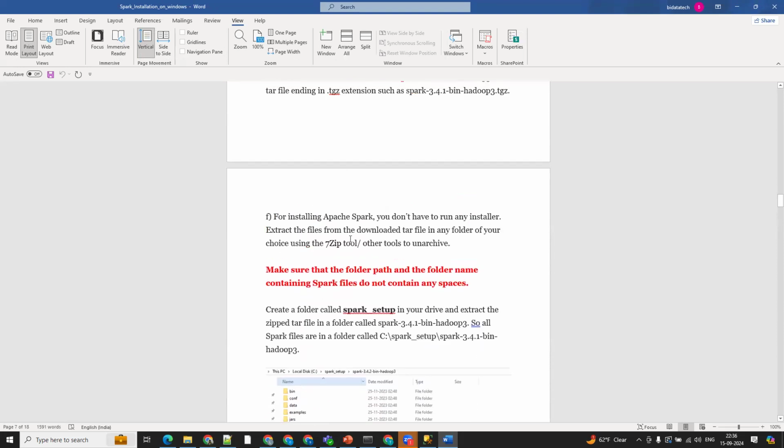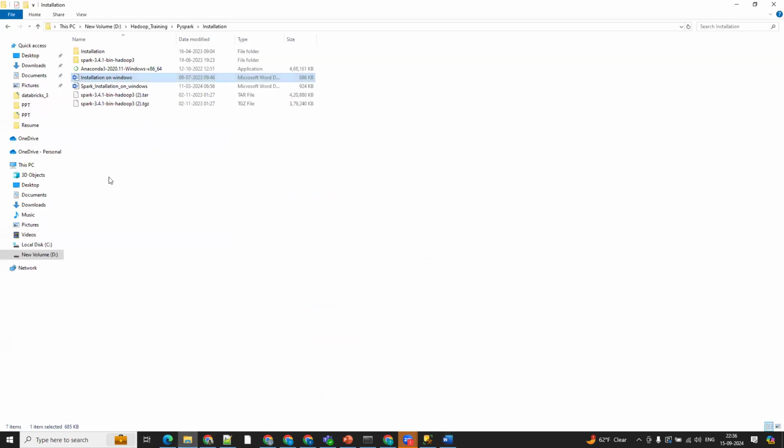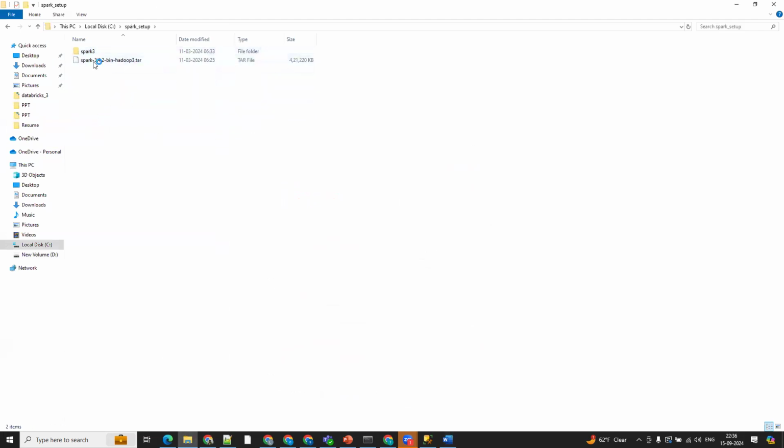And after that, there is no installation part, guys. You just need to configure here. In your local, you need to create a folder called Spark Setup. See how I have done that in my local. The same way you have to do it. So in your C drive, you try to do that. See here, Spark Setup. So here you need to unzip that one and configure a little bit.